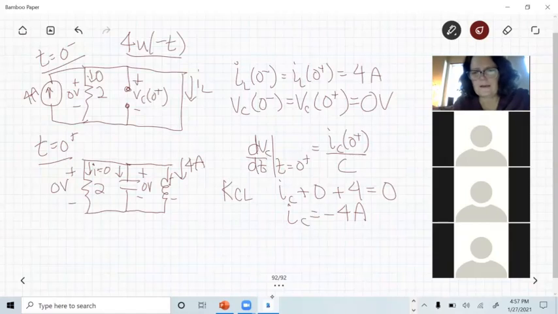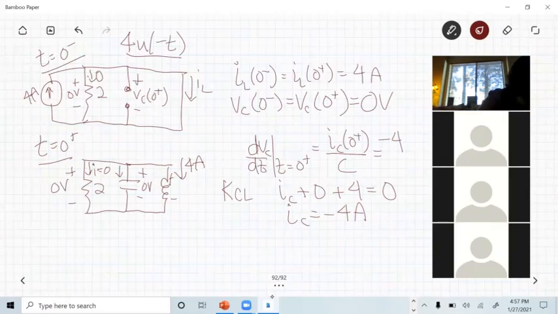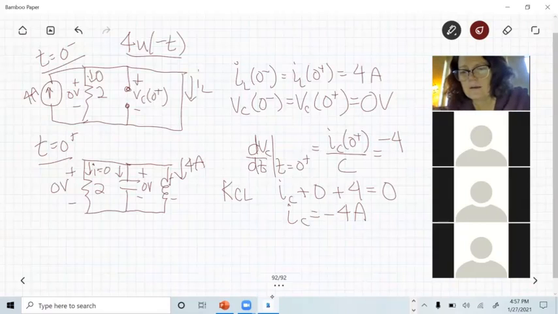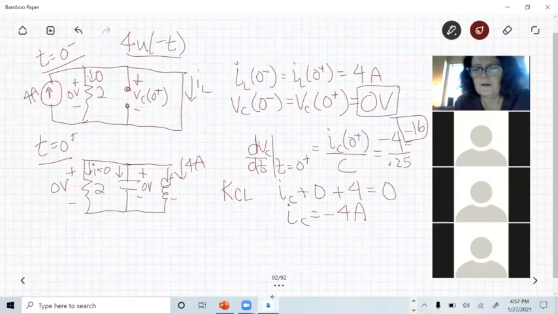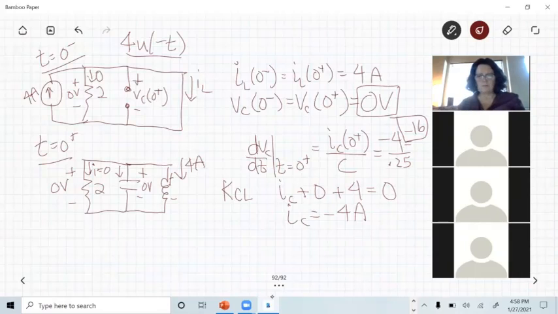I can plug that into this equation. I get negative 4 over whatever C was. What was C? It was 1/4 of a farad. So this is negative 16. So these are the 2 things that I needed to know for my A1 and A2 equations. I didn't solve for everything this time. I didn't do it methodically. I just looked for what I needed.